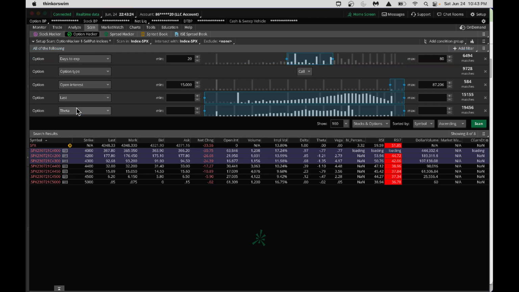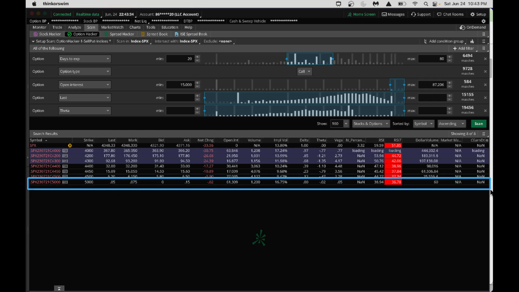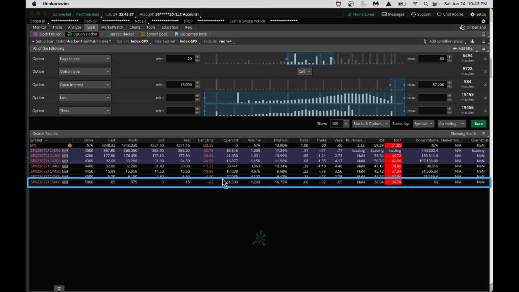An important thing to notice here, now we've got calls. Somebody's buying a lot of these call options at 5,000, hoping to make money. Look at the open interest here, 61,000, and they're just paying about 7 cents. They're not putting too much money here, but there are a lot of contracts traded. Somebody's hoping the market will shoot higher and they can make a lot of money.